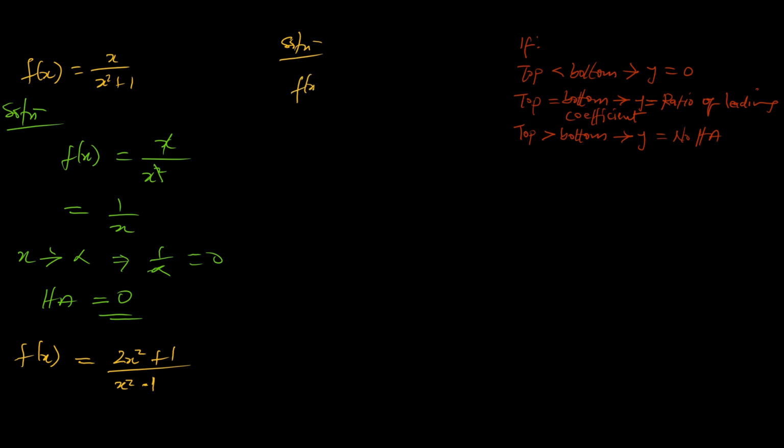Remember, we focus only on the terms with the highest degree. At the top, we have 2x squared. At the bottom, we have only x squared. So we see that x squared can cancel out x squared here, and what we have left is 2. So our horizontal asymptote will be equal to 2.